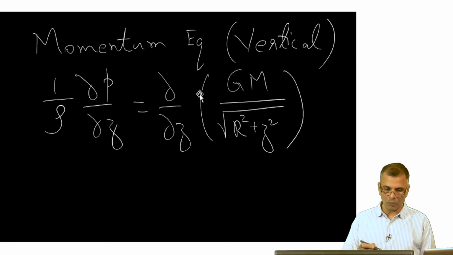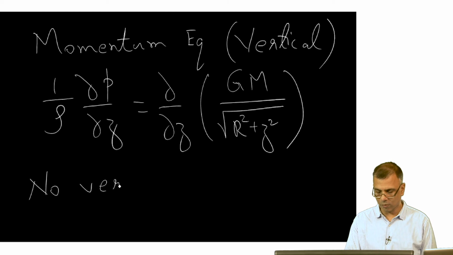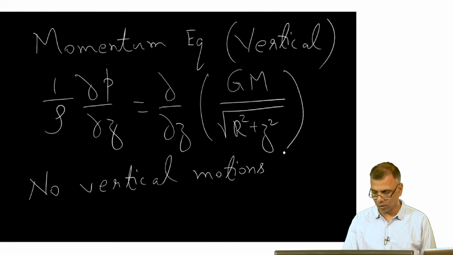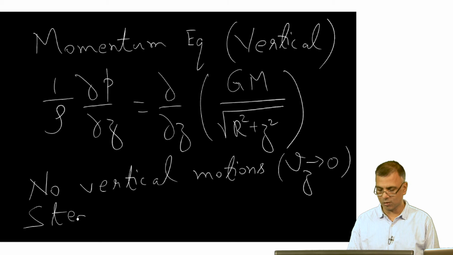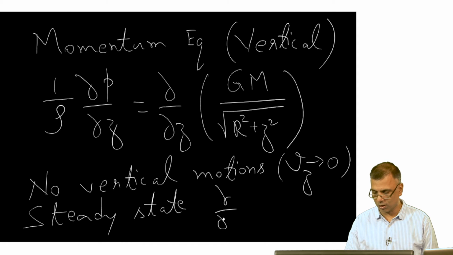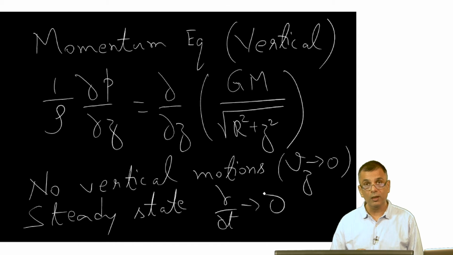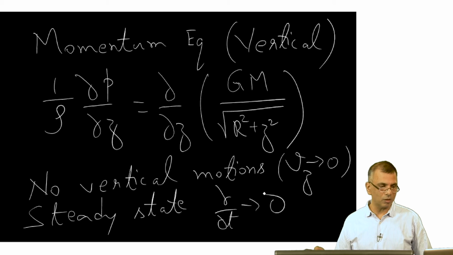So, what this is assuming is that there are no vertical motions, i.e. Vz is 0, and it is also of course steady state, so d over dt goes to 0. These are the two important assumptions that go in.